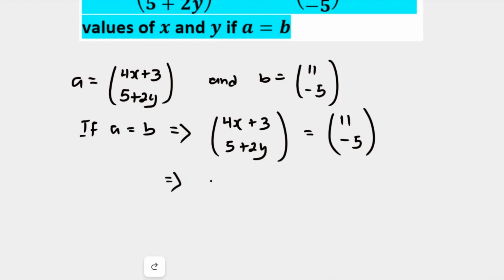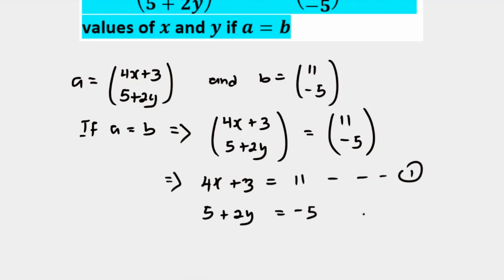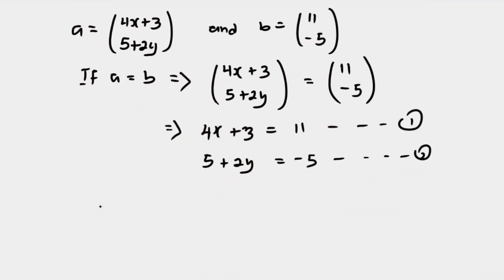So we can say that 4x plus 3 is equal to 11. We can call this equation 1. And at the bottom, we have 5 plus 2y, which is also equal to -5. We can call this equation 2. So now back to the question. We have to find the values of x and y. From equation 1, we have x, and from equation 2, we have y. So we can find the value of x from equation 1.